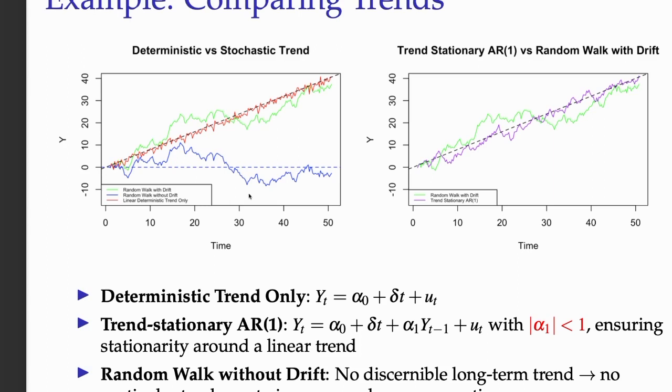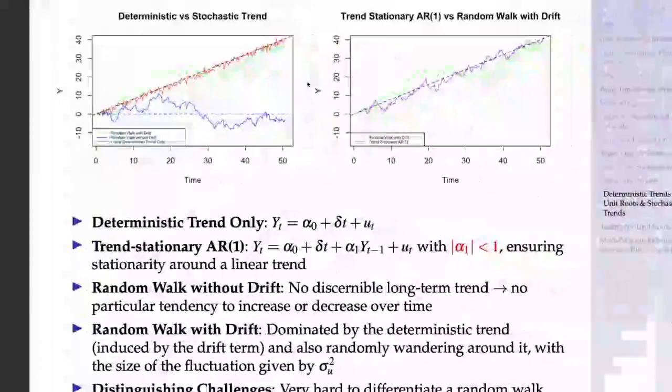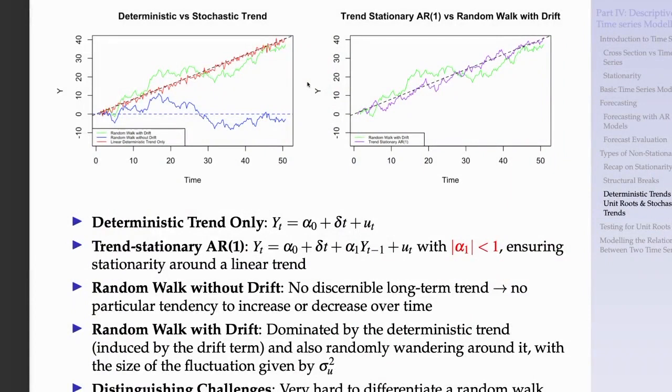Whereas the random walk with drift is captured by the green line, because the drift component induced the deterministic trend. So we can see that the random walk with drift is dominated by the deterministic trend. If the drift alpha naught is positive, the random walk with drift has an upward trend, but because there's also the stochastic trend component, it randomly wanders around the deterministic trend without a tendency to revert to it, because each shock permanently affects its trajectory.